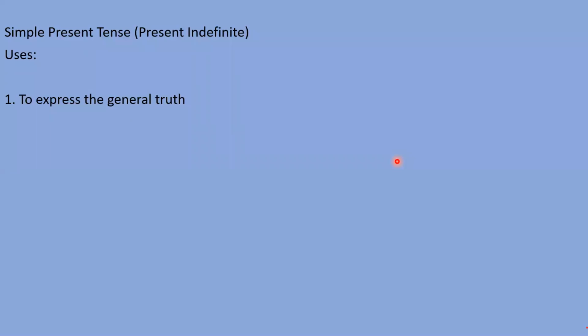So the first point is to express the general truth. If you want to express the general truth, we should use simple present tense, like: we study in the century school. By this example, I'm just telling you about general things, general truth about myself. So we can say we study in the century school. So here we have to understand, dear students, whenever we have to express the general truth, we should use simple present tense.